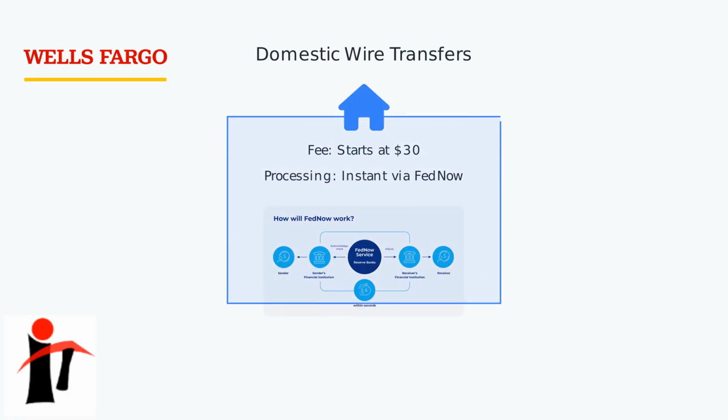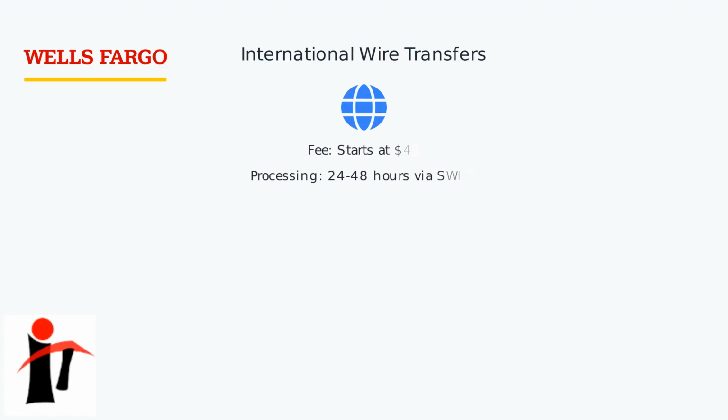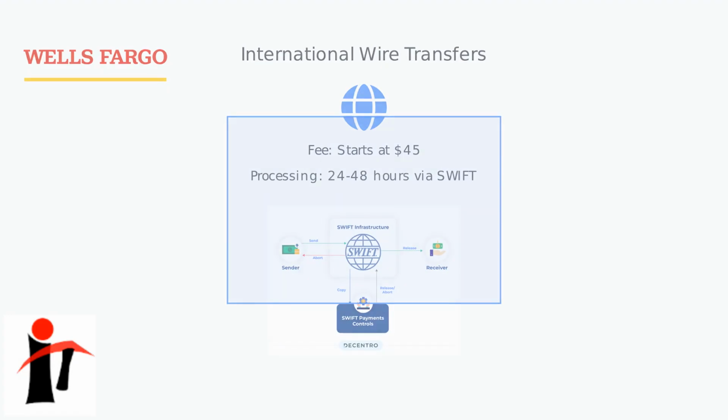Let's compare the fees and processing times for domestic and international wire transfers at Wells Fargo. For domestic wire transfers, fees start at $30. Processing is instant through the FedNow network, which allows real-time payments within the United States. For international wire transfers, fees start at $45. Processing typically takes 24 to 48 hours using the SWIFT network, which handles global financial messaging.